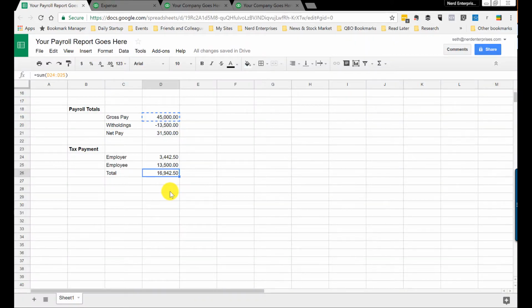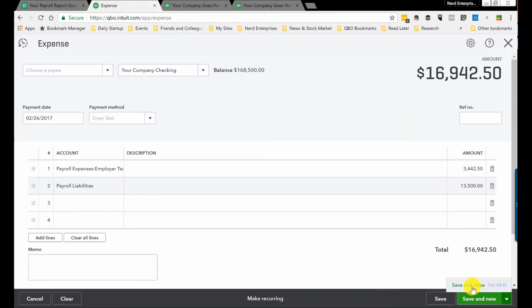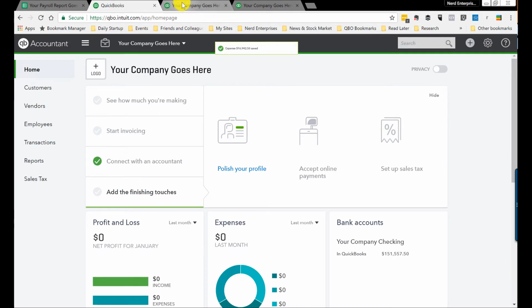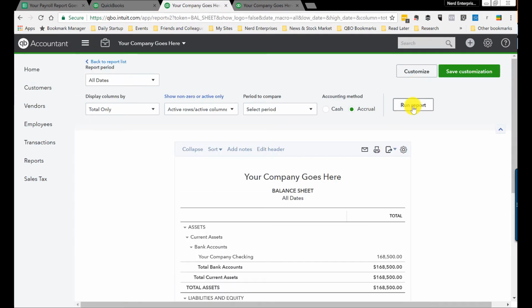Always confirm on your payroll report at the bottom, you'll see the total tax payment. Make sure that it agrees so that you know you're doing this correctly. So when I hit save and close, we can now go back to our financial statements. When I refresh, this is going to zero out because it's now been paid.